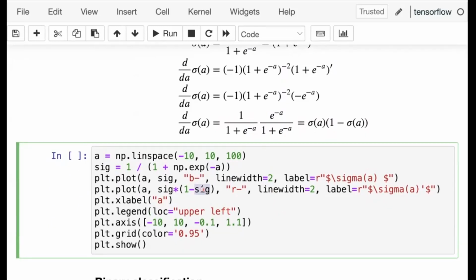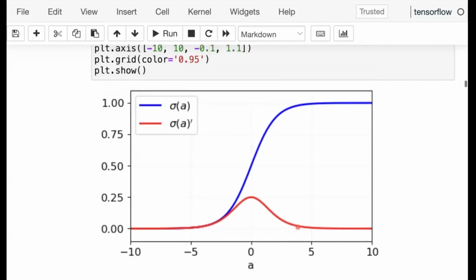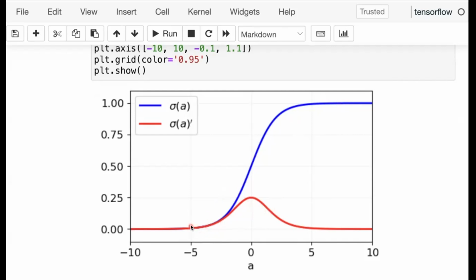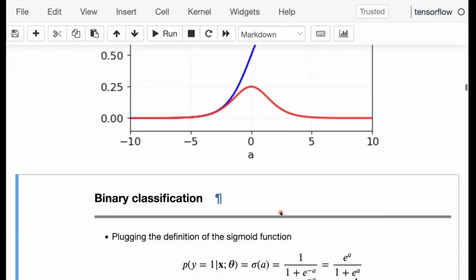So here is where we plot the derivative of the sigmoid function, sigmoid of a times 1 minus sigmoid of a. And you can see that the red curve here is the derivative. The max is achieved at 0. And since we have these two asymptotes at 0 and 1, we can see that the derivative approaches 0. So this is the general form of the sigmoid function and its derivative.